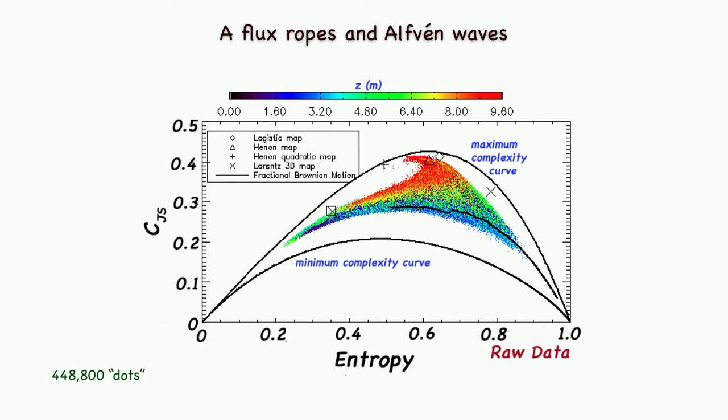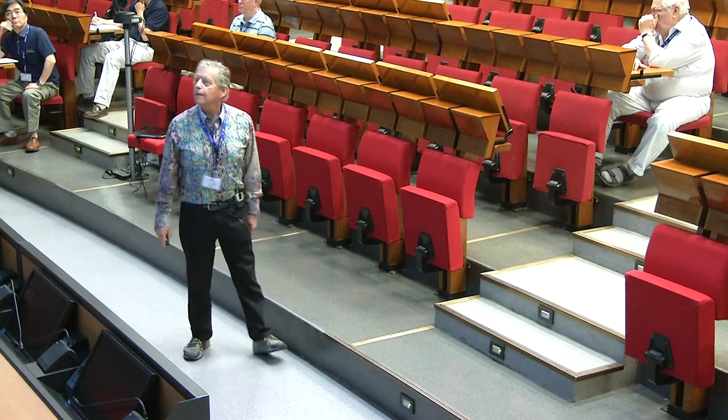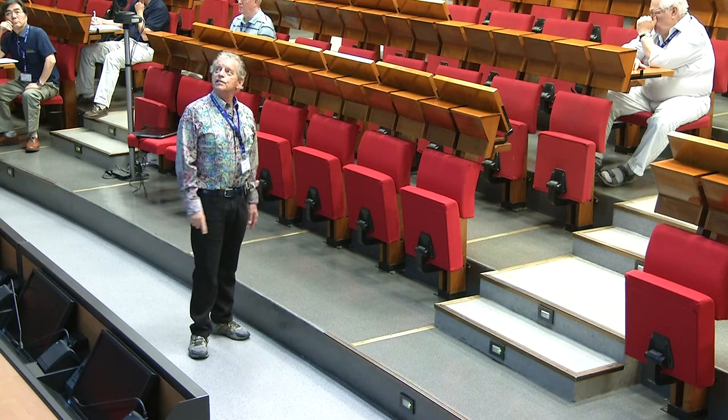This is our data. This is a flux rope in the presence of a background Alfvén wave. And there we are, highly, highly chaotic, all right? It has this beautiful little hook there. There's several maps that I drew in, the Hennon logistic map, Lorenz 3D map. You can put in anything you like. But if you're up there where it's red, it's highly chaotic, but the chaos is deterministic, even though you may not know why, okay?